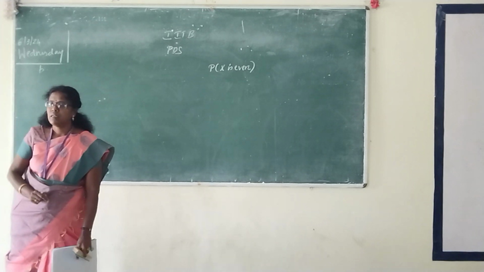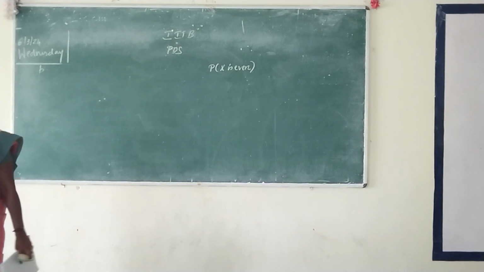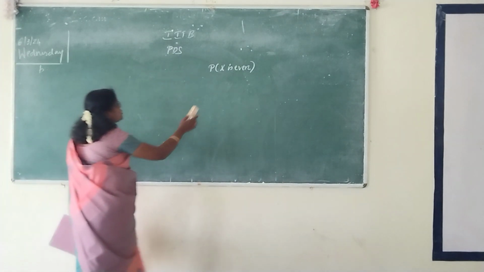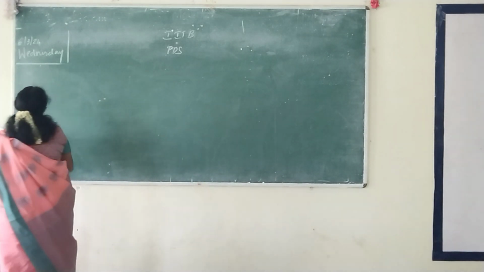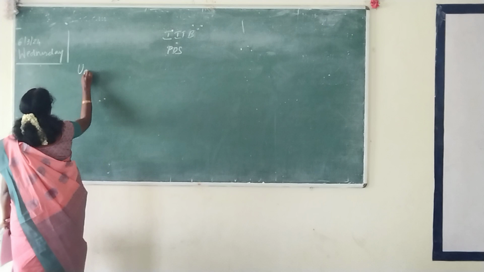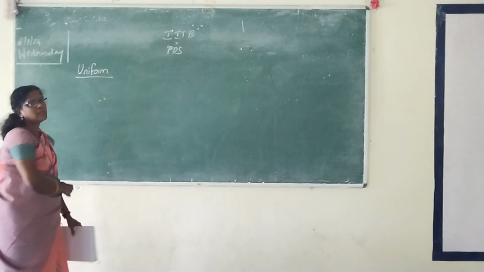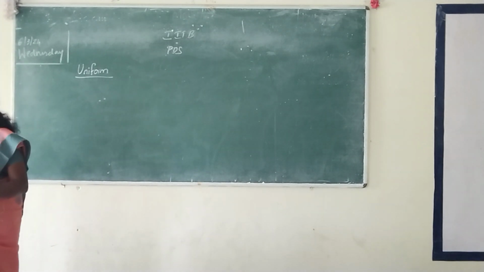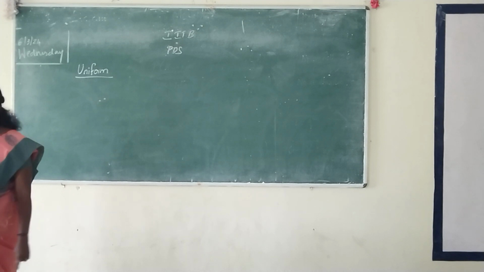So take out continuous distribution. In that, the first one we are going to discuss is the uniform distribution, or rectangular distribution. Uniform or rectangular distribution.